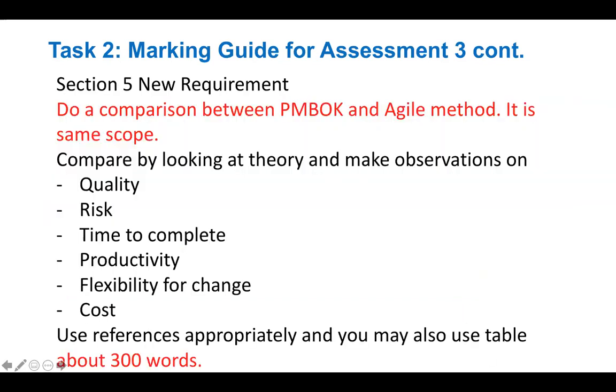We talk about marking. There's a section 5 that is totally new. We need to do a comparison between Waterfall and Agile methods. It's very important and very detailed. You can compare things like quality, risk, time to complete, and productivity. Use references appropriately, and you may also use a table. About 300 words.